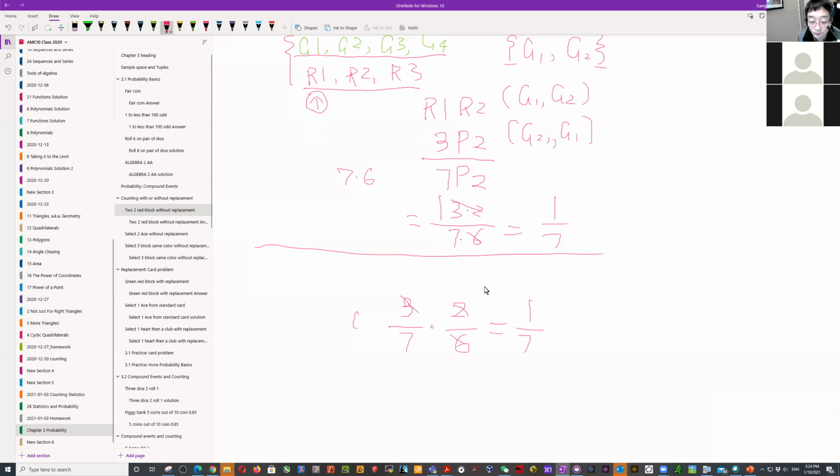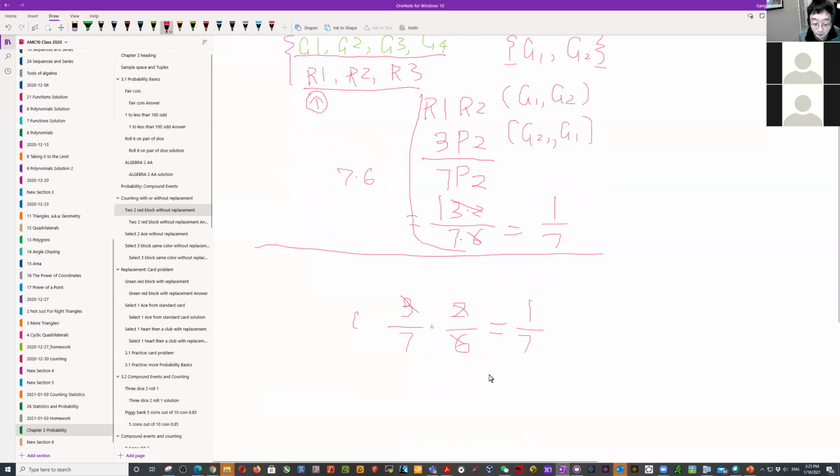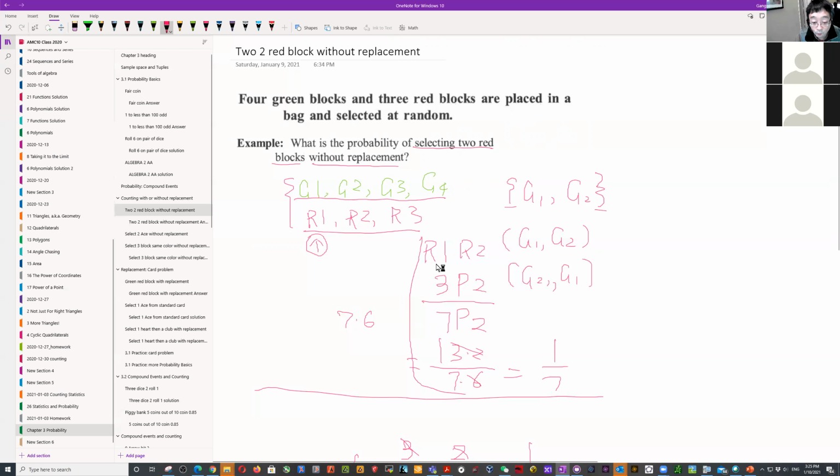So there are a lot of probability problems that you can view from several different angles. This is using permutation. This is using the probability broken into two steps. We may even be able to use the combination. So let's try to use the combination.